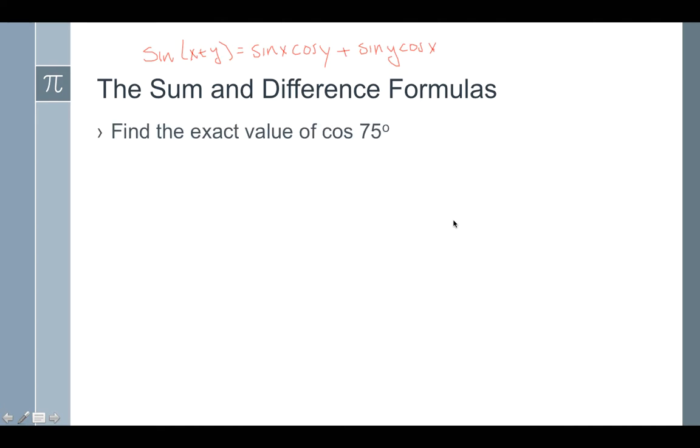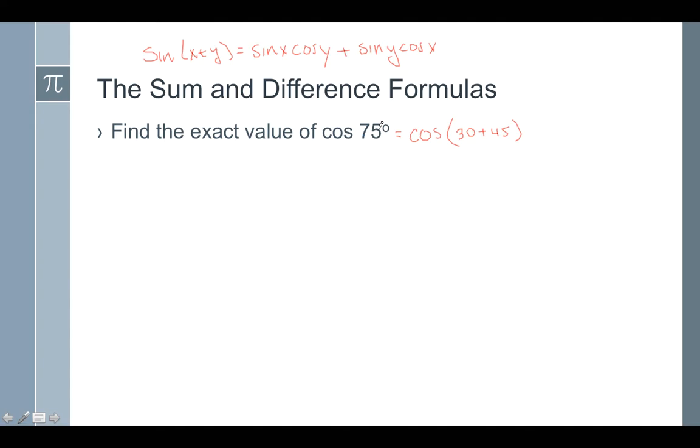All right, so first example, find the exact value of the cosine of 75 degrees. Now, if you go to your circle, 75 degrees is not a number on our circle. However, two angles whose sum is 75 degrees are on my circle. If you take a little bit of time and search this out, 30 plus 45, you know to be 75.